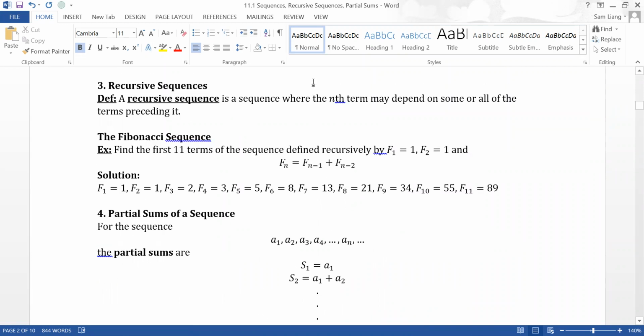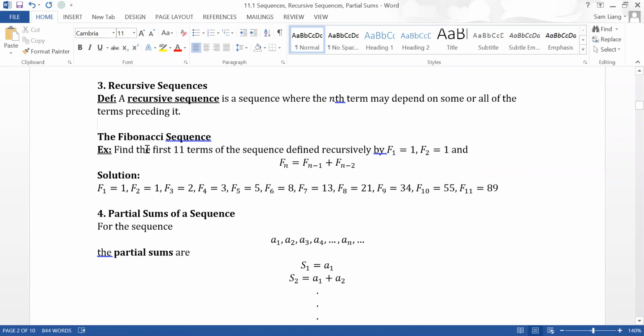And if you choose to study computer science, this is an applicable topic or concept, especially for computer science. Because for coding you can have recursive functions, for example. Anyways, recursive sequences. Here's the definition: a recursive sequence is a sequence where the nth term may depend on some or all of the terms preceding it. And of course, the most famous recursive sequence is the Fibonacci sequence.